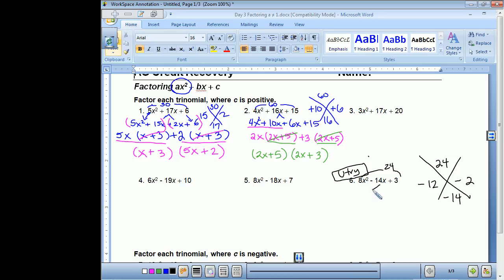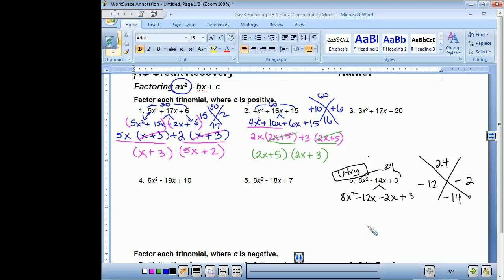So we're going to take and split this. So the first one comes down. We split this to negative 12x and negative 2x. Now, you also could have written negative 2x and negative 12x. At the end, we'll get the same answer.